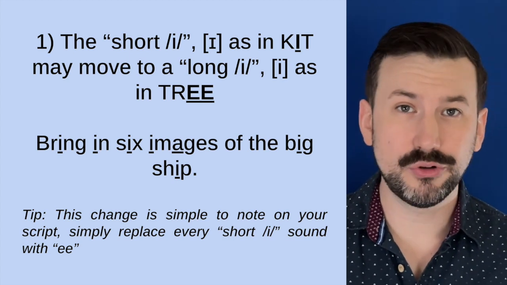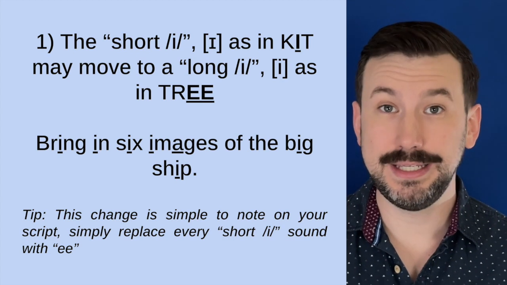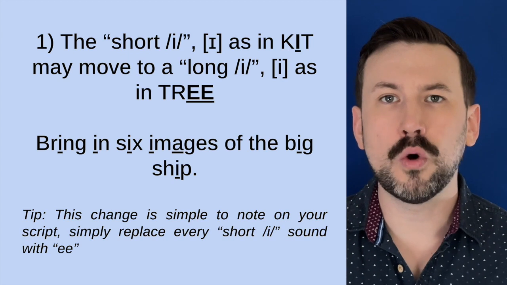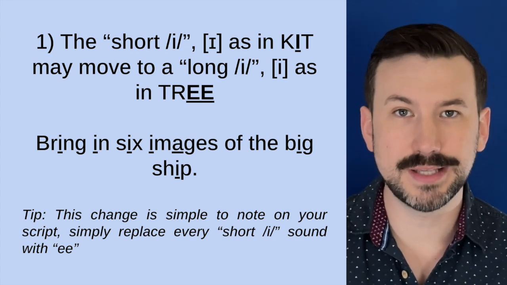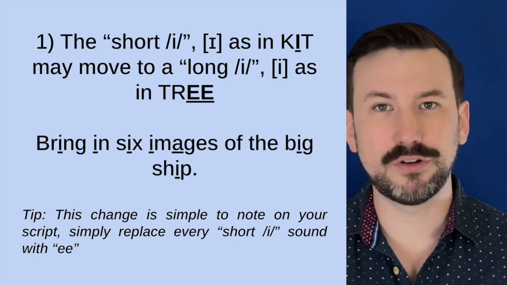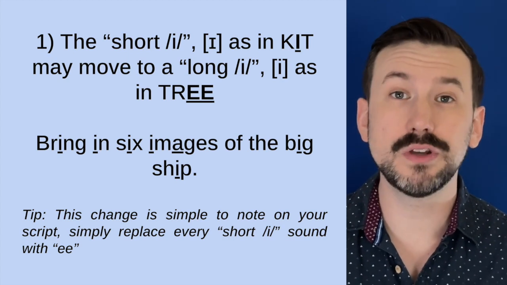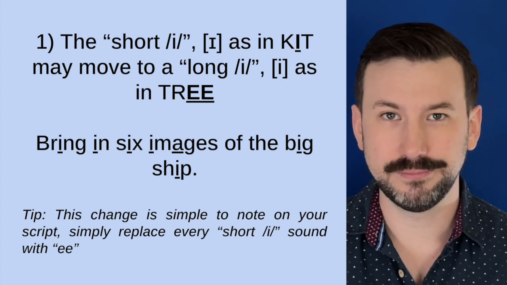If your own accent isn't American, the shifts you need to make here may vary. In our first vowel shift, the short I, as in kit, may move to a long I, as in tree. So kit now sounds like keet. As always, with each of the shifts, I'll give you an example tongue twister featuring the target sound, and give you some space to repeat it after me. If you need more time, feel free to pause the video as you go through the rules. Here's our first tongue twister. Bring in 6 images of the big sheep.